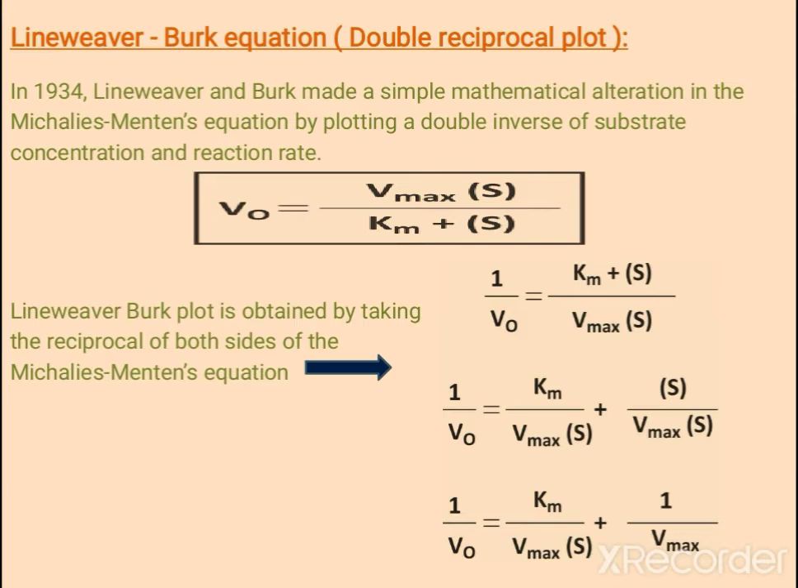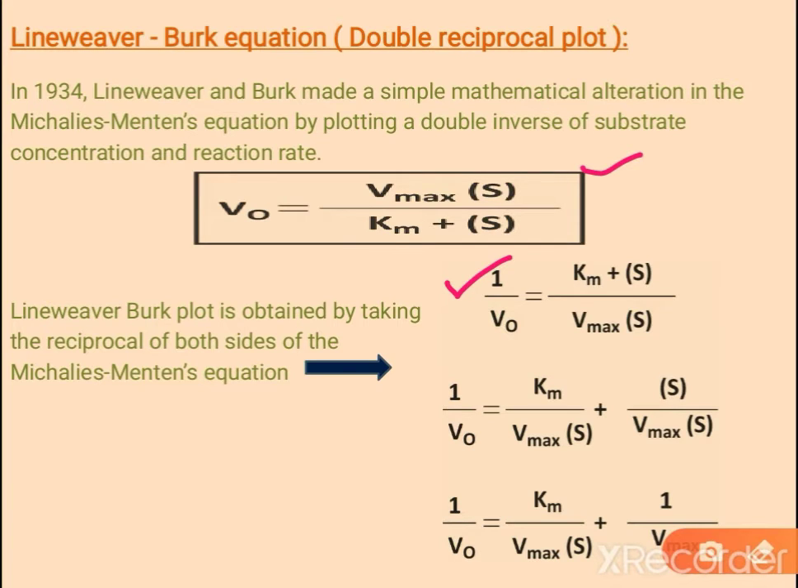Before going to the main part, you should know about the double reciprocal plot. The concept of the double reciprocal plot was given by Lineweaver and Burk in 1934. They made a simple mathematical alteration in the Michaelis-Menten equation by plotting a double inverse of substrate concentration and reaction rate. This is the Michaelis-Menten equation, and by taking the reciprocal of both sides of the Michaelis-Menten equation, we get this equation.